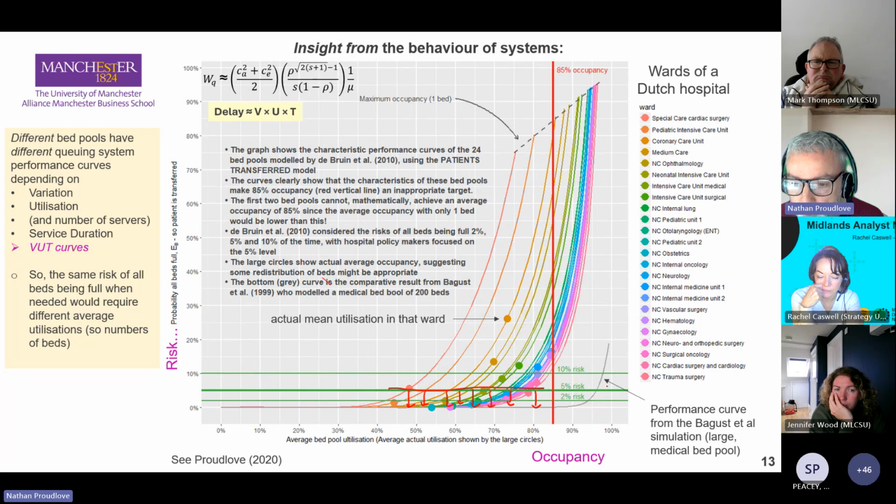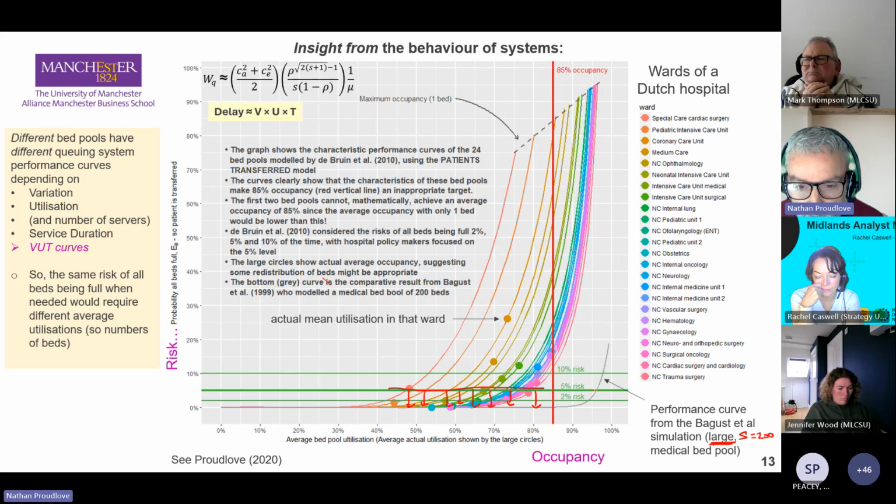I've also plotted on there the curve from Bagust's paper, the BMJ, and you'll see that actually it's much better than any of these others. And a big reason there is that he was looking at big bed pools. He was looking at basically all the medical pools in a hospital put together. So he's looking at 200 plus beds, 200 plus servers in the model. And they were all medical inpatients.